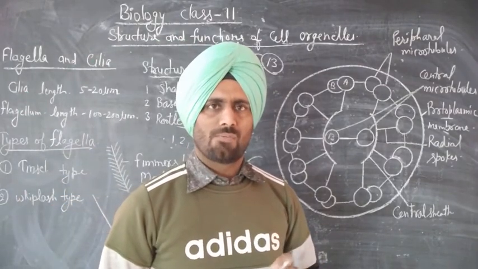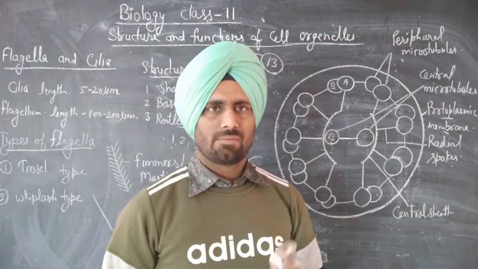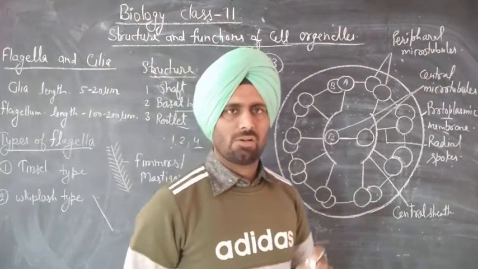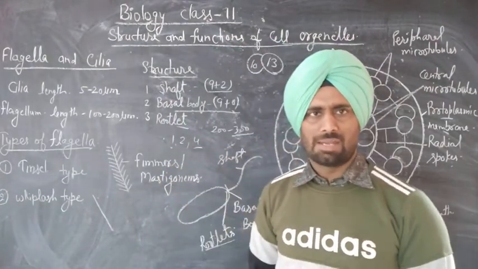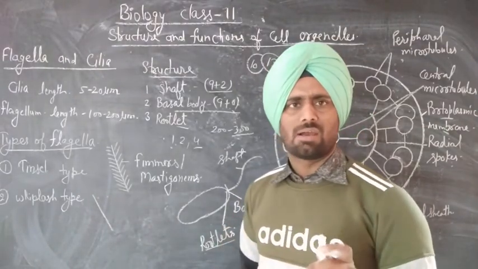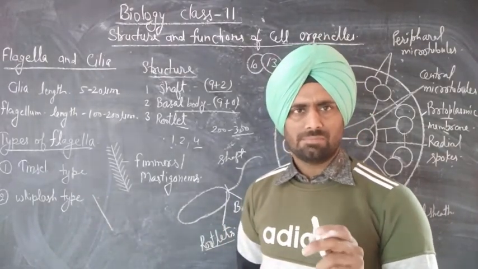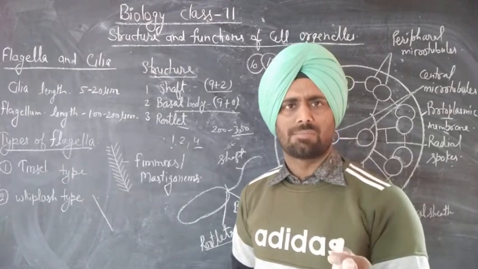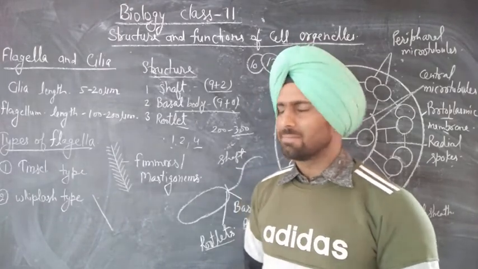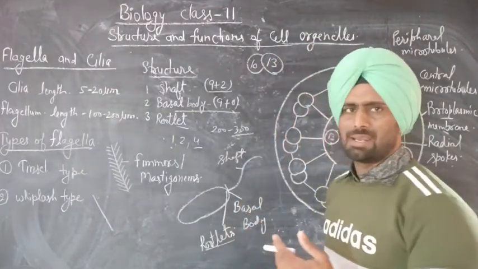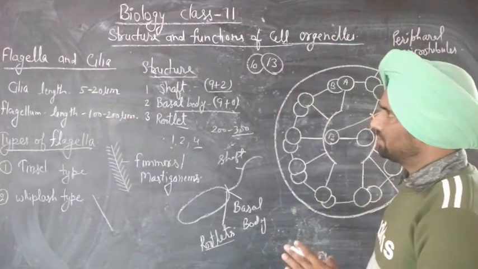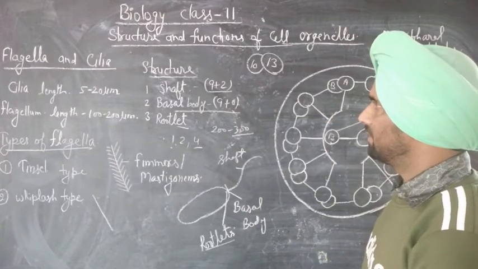And now the function of cilium and flagellum. The main function of cilium and flagellum is to help in locomotion, but they also help in detecting some odors and sensitivity to temperature and chemicals. Okay, so this is all about the structure and function of cilium and flagellum.